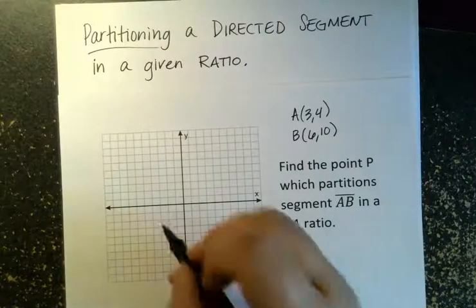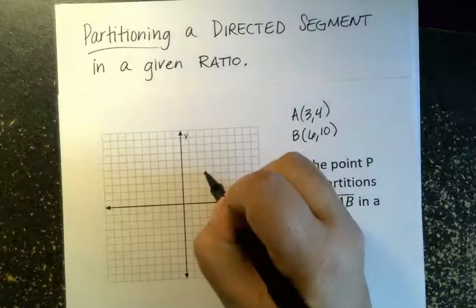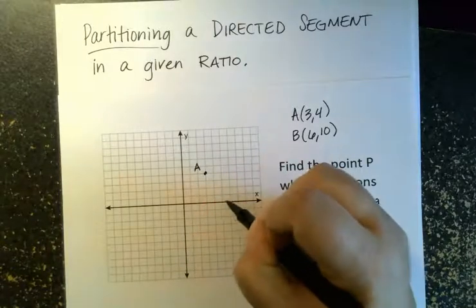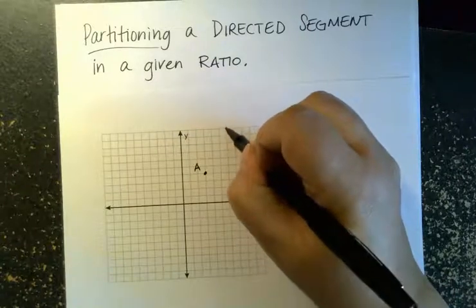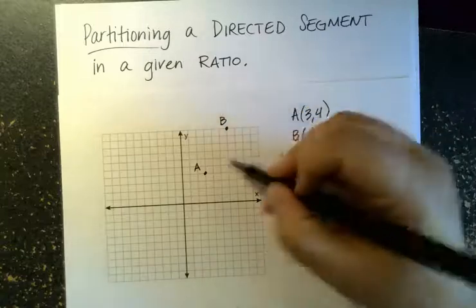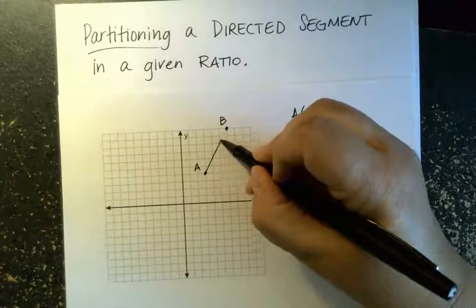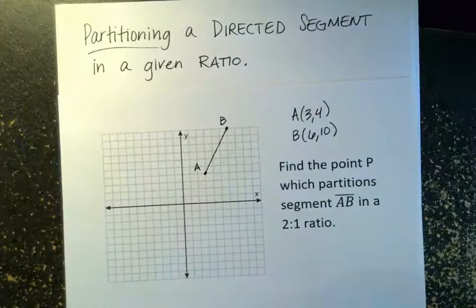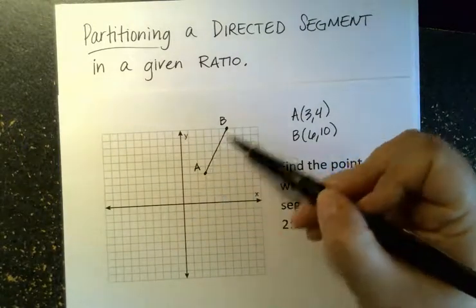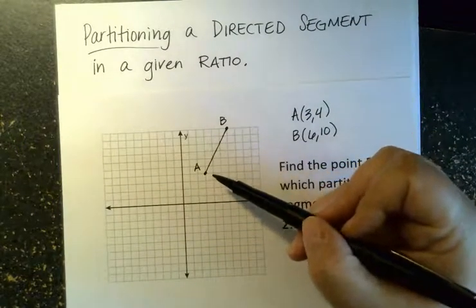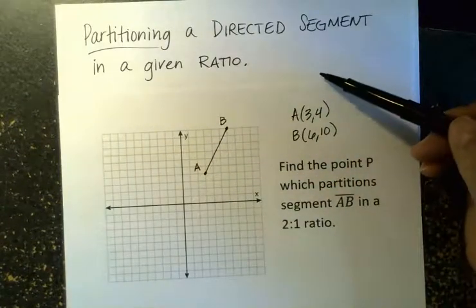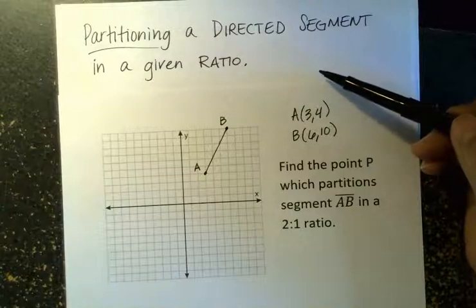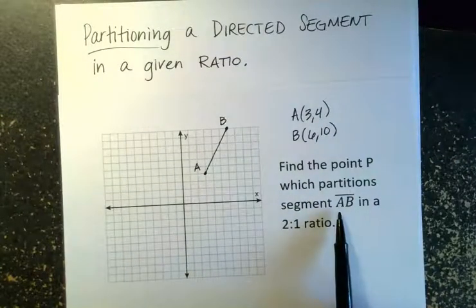For this particular one, A is at (3, 4), so here's A, and B is at (6, 10). Now, a directed line segment implies that we have a starting point and an ending point. They're not equal like just a general line segment. A directed segment means we think of one of these two points as the beginning point. This problem doesn't tell me which one. If they don't tell you which one, you assume it's the first point mentioned. So point A would then be my starting point.